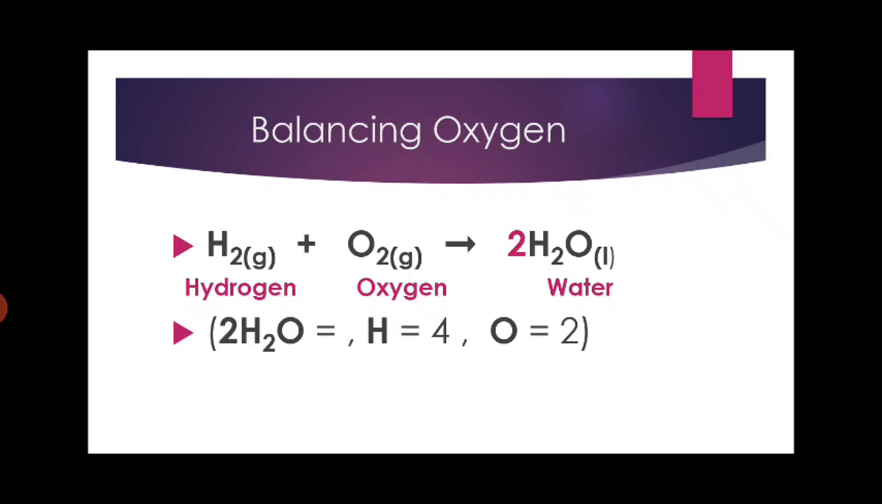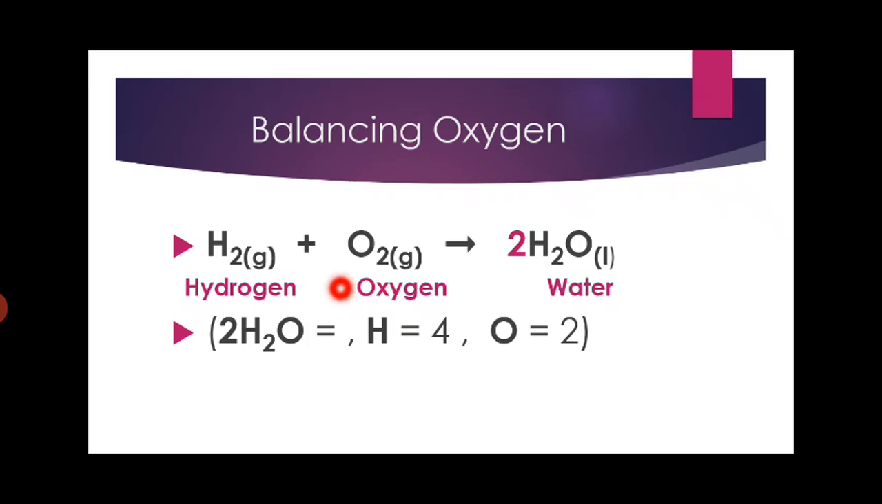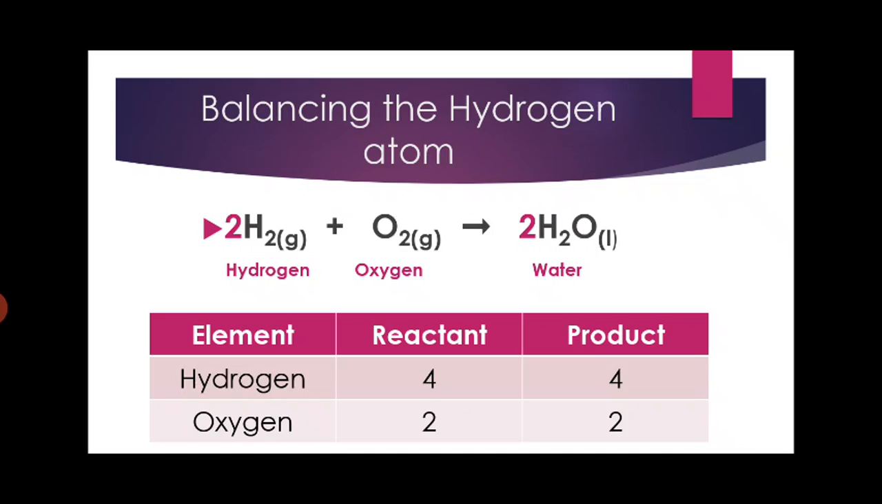Now again you have to count the number of atoms of each element on both sides. After placing 2 beside H2O, now we have 2 hydrogen on the reactant side and 4 hydrogen on the product side. And oxygen is balanced now, 2 oxygen on the reactant side and 2 oxygen on the product side. From here you can count 2 oxygen on the reactant side, 2 times 1 makes 2 oxygen on the product side. 2 into 2, 4 hydrogen on the product side and 2 hydrogen on the reactant side. Now oxygen is balanced, but the hydrogen atoms have become imbalanced.